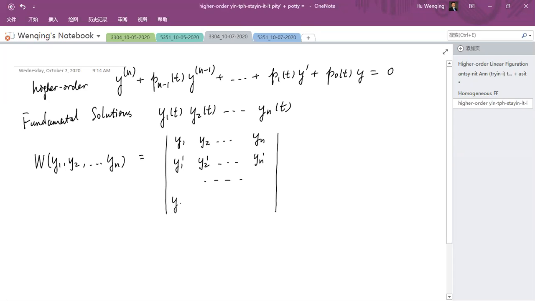Well, you have to reach the (n minus 1)th derivative of y1, and of y2, until you reach the (n minus 1)th derivative of yn, right? Because the first row is the zeroth derivative, and in order to have n rows, you have to reach the (n minus 1)th derivative. Is that good, family?